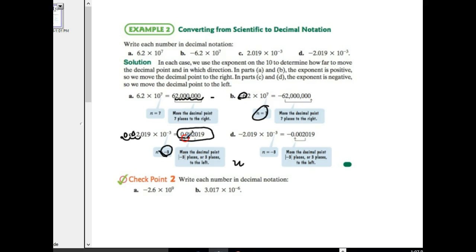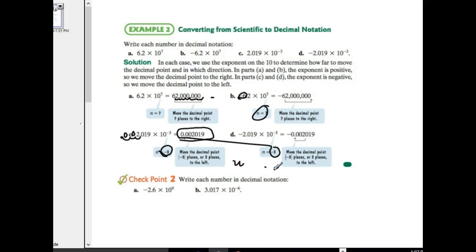Okay, and the same thing goes here. It's the exact same problem. You still have your negative 3. The only difference is there is a negative right there. So that means that there is a negative in your answer right there.